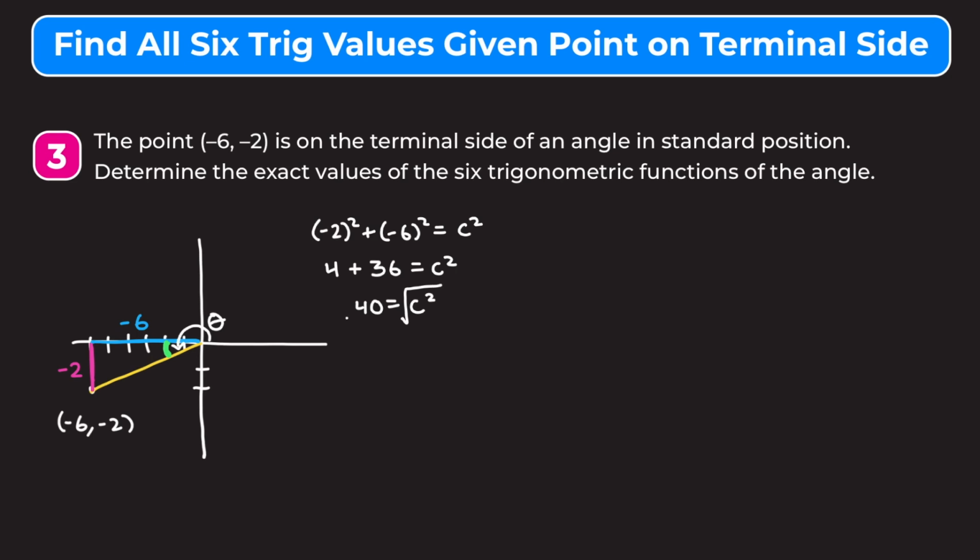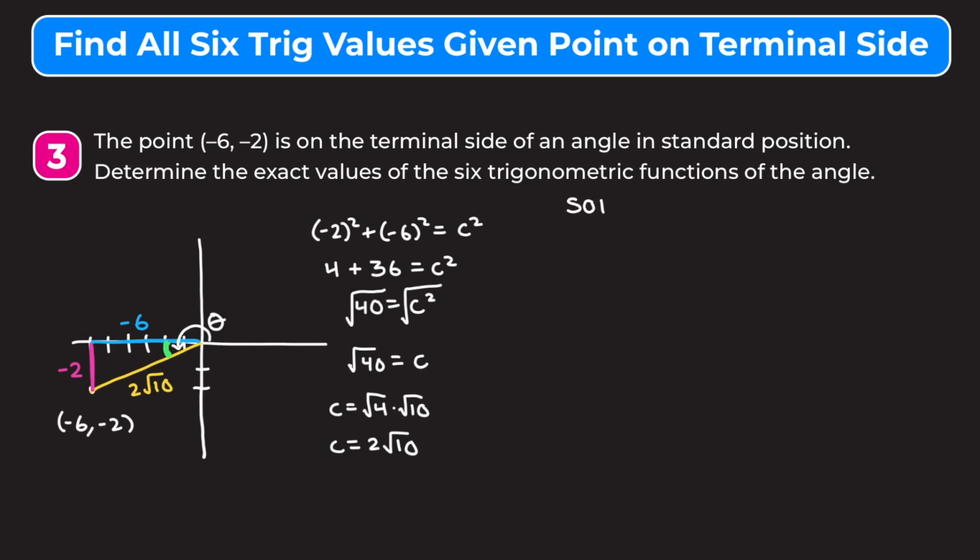So we get 40 is equal to c squared. Let's take the square root of both sides to get rid of the squared on the right side. So we get the square root of 40 is equal to c. And now we just want to simplify the square root of 40. The square root of 40 is the same as the square root of 4 times the square root of 10. And the square root of 4 is 2. So we get that c is 2 root 10. So let's write that here. So 2 root 10. And now let's go ahead and find our 6 trig values.